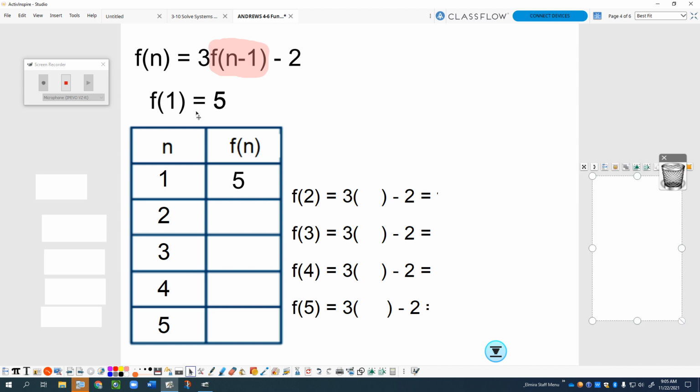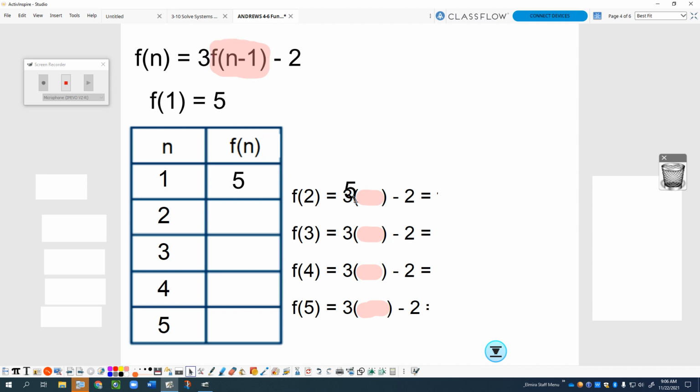Okay, so I'm going to copy out, I'm going to keep the 3, I'm going to replace all the pink with parentheses that I will fill in with previous terms, and I brought down my subtract 2. So I took all of what is pink out, and I replaced it with a space to sub in my previous term. So my first term is 5.